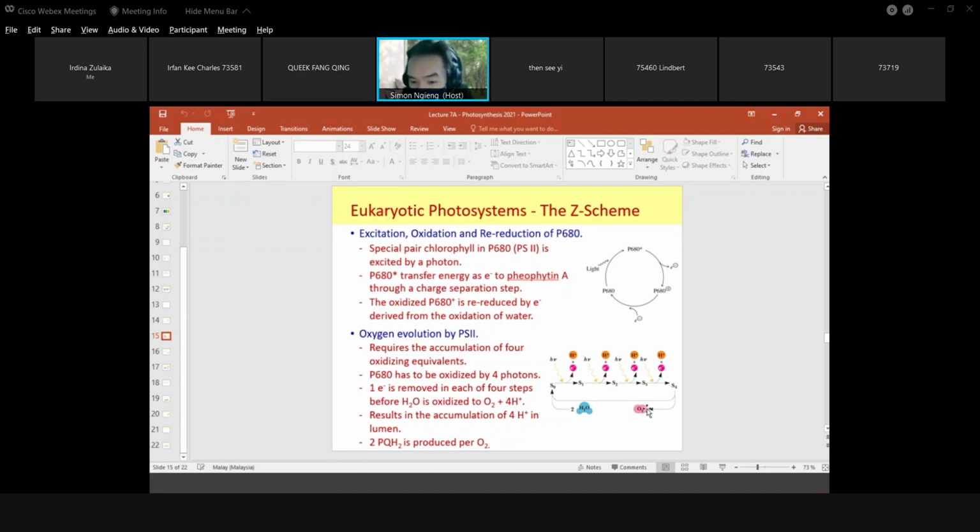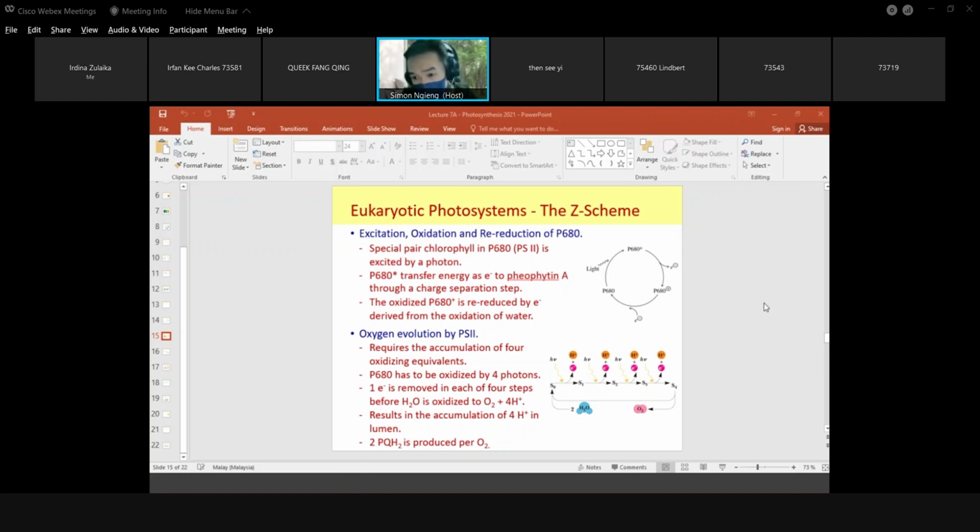Okay, so only then you end up generating one oxygen molecule. Meaning to say you need to have 4 photons hitting onto that part, then only then you have one oxygen molecule. A question by Nisa: the energy release is in the form of electron?